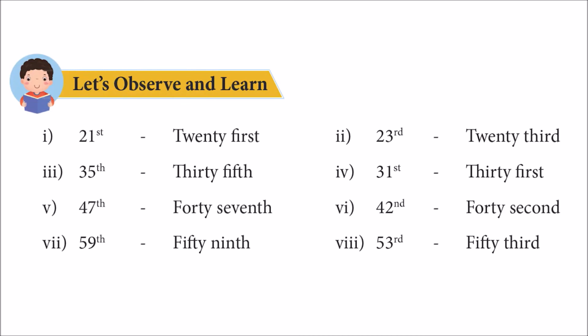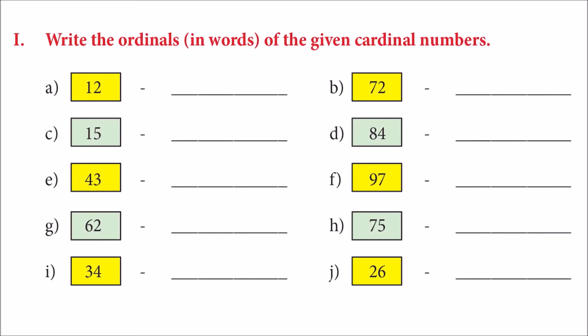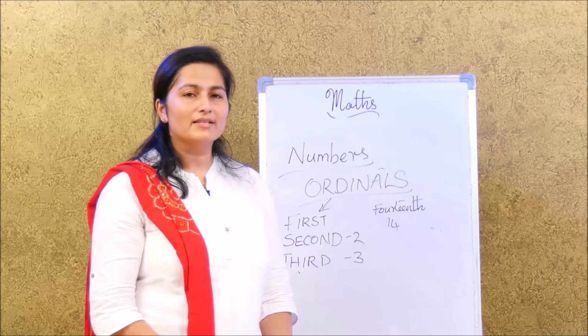Alright, page number 69. Once we know the ordinals that are given in the previous page, we can write any ordinal number easily, like we mentioned just now. Okay? See, example 21st, 35th, 47th, all those are given here. Now, it's time for you to practice what you learnt. Write the ordinals in words of the given cardinal numbers. So, let us see A, 12. 12th, we add a TH to it. All those numbers are given there.